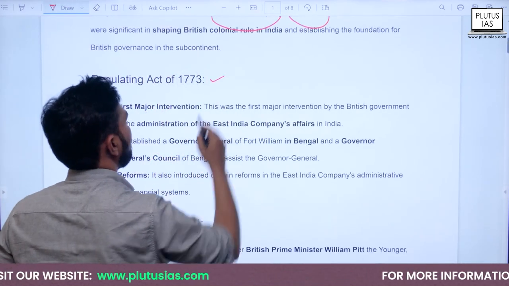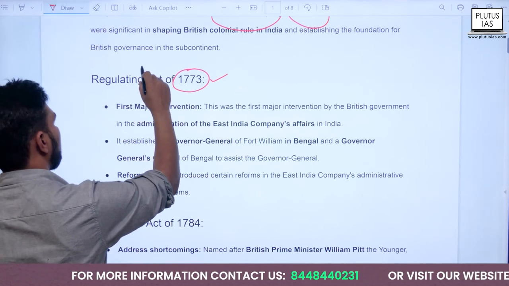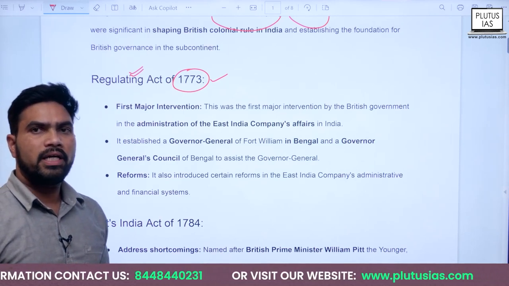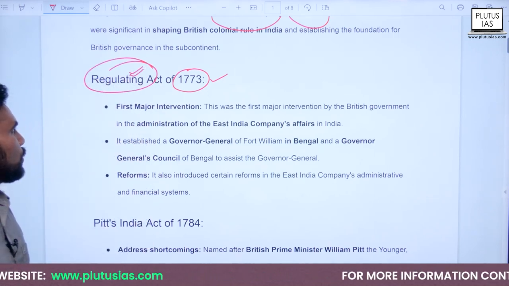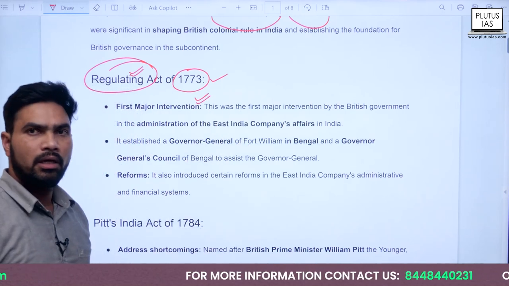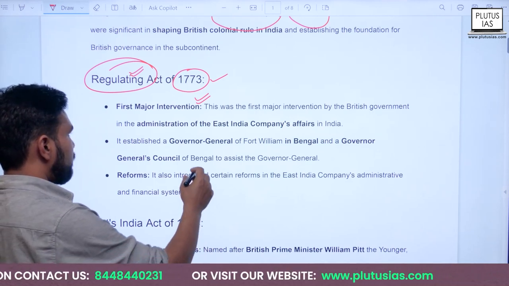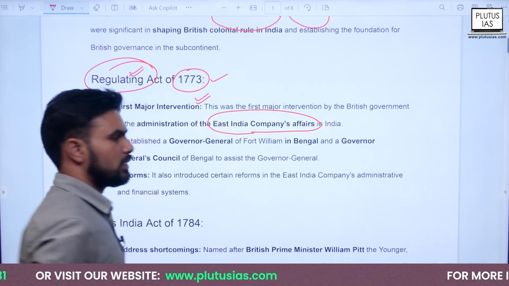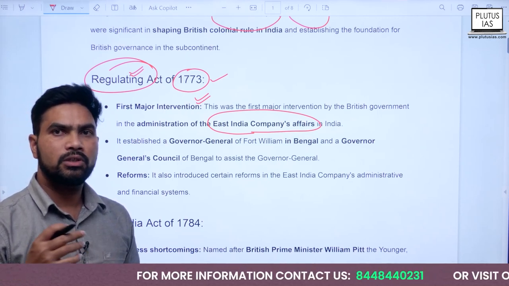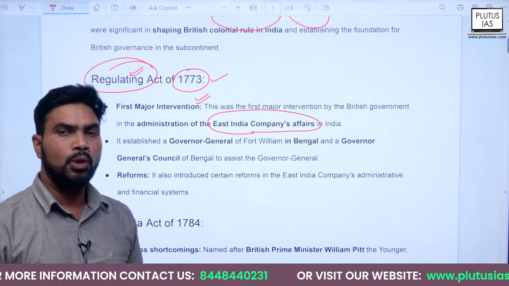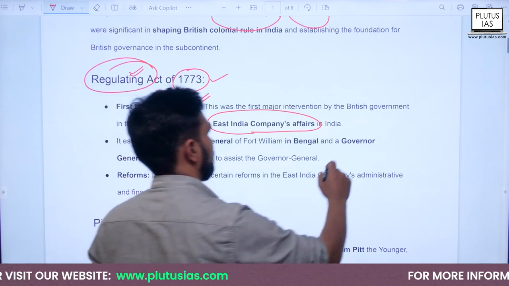The first act in the series is the Regulating Act of 1773. The act was made to regulate the affairs of the East India Company in India, hence the name Regulating Act. This is the first major intervention of the British Parliament in the administration of India. The East India Company was basically a trading company, but it acquired territory in India and was overseeing administrative aspects also. To regulate those administrative aspects, this act was brought in.